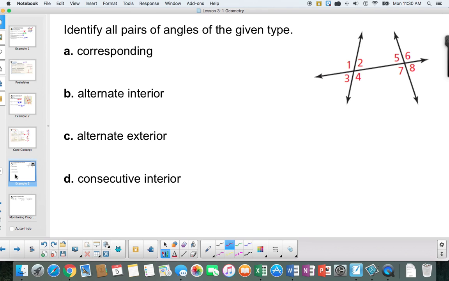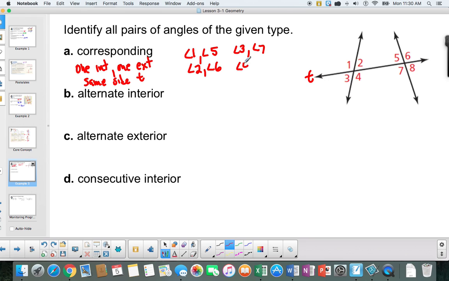Okay, let's practice. We want to find some corresponding angles. Let's make sure that we understand where the transversal is. This is the transversal. Corresponding angles are one interior and one exterior, and they have to be on the same side of the transversal T. So that would be angle 1 and angle 5. You could also say angle 2 and angle 6. You could also say angle 3 and angle 7, and you could say angle 4 and angle 8. All of them are non-adjacent angles.